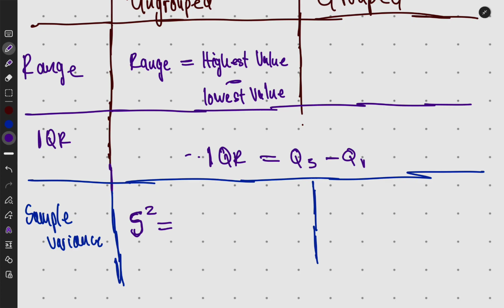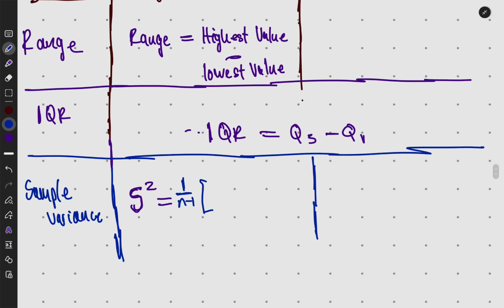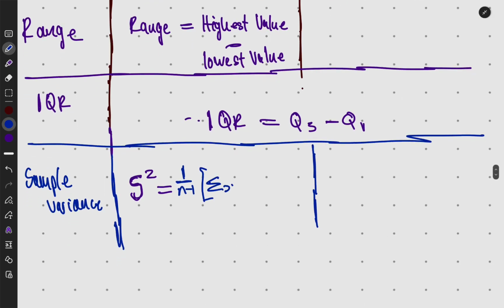So how do we get this variance? You need to remember this. For sample, it's 1 over n minus 1. That is outside, the fraction. Now inside, you just say the sum of the squares minus the square of the sum over n. So it's going to be the sum of x squared.